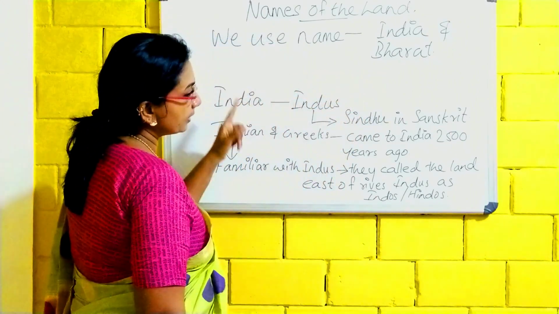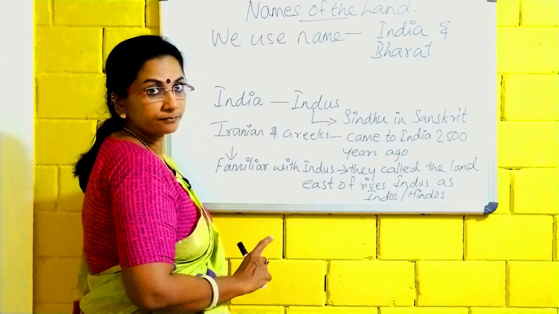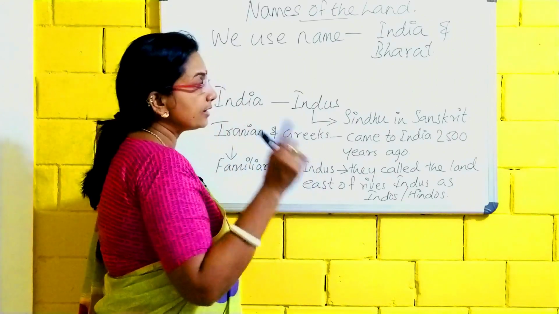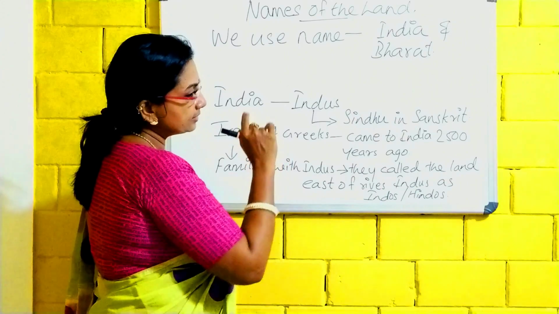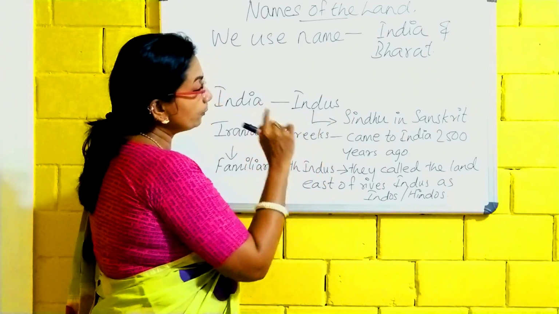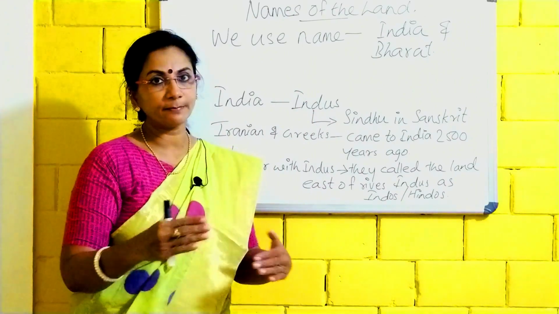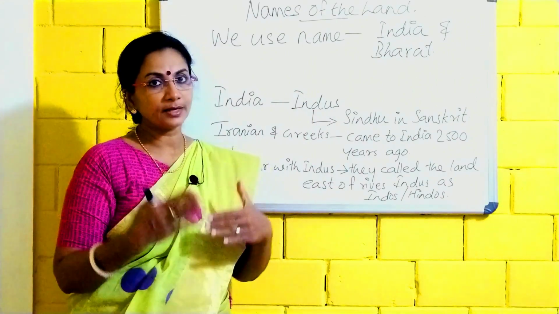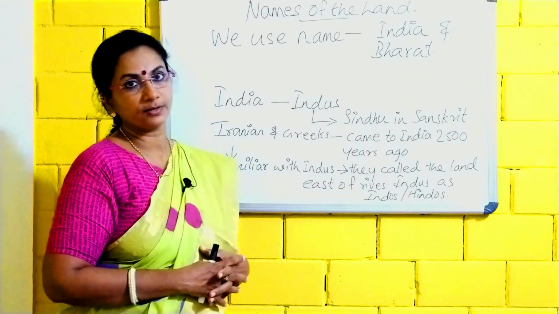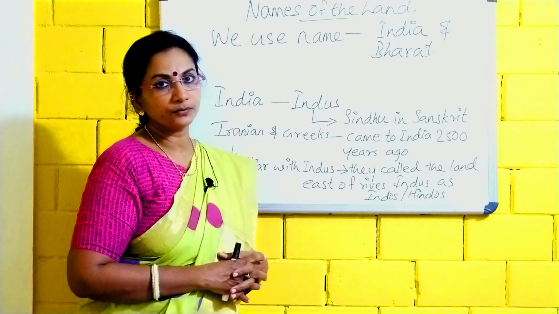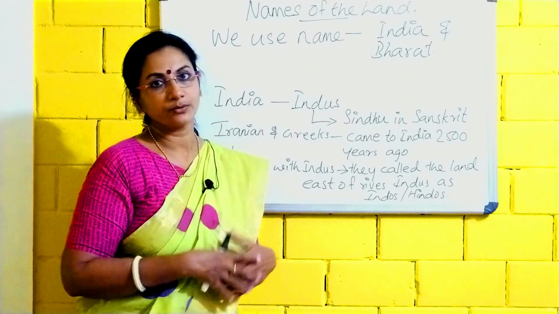The name Bharat is mentioned in the Rig Veda. We know four Vedas are there. In the Rig Veda, it was mentioned as Bharat by a group of people who lived in the northwest. I think now you got how both names came.